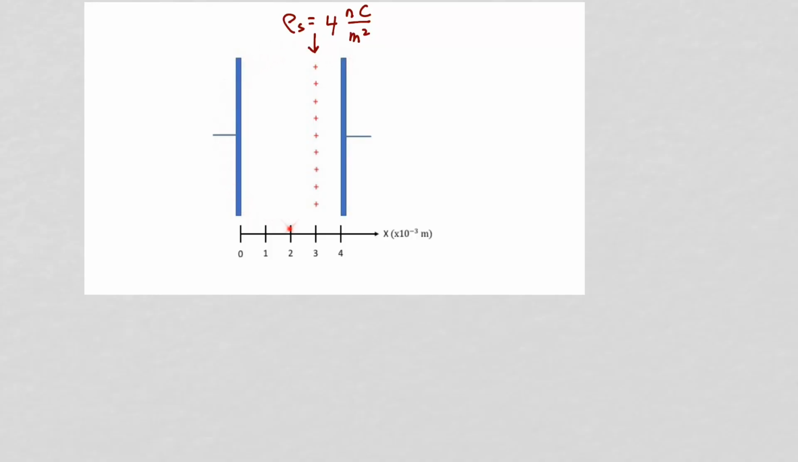We have a capacitor, and inside the dielectric is a plane of free charge of density 4 nanocoulombs per meter squared. We are going to place 0 volts across the capacitor, so you can think of that as grounding both plates. In other words, V at 0 minus V at 4 times 10 to the minus 3 meters is equal to 0. And we want to determine the charge density on the 2 plates.